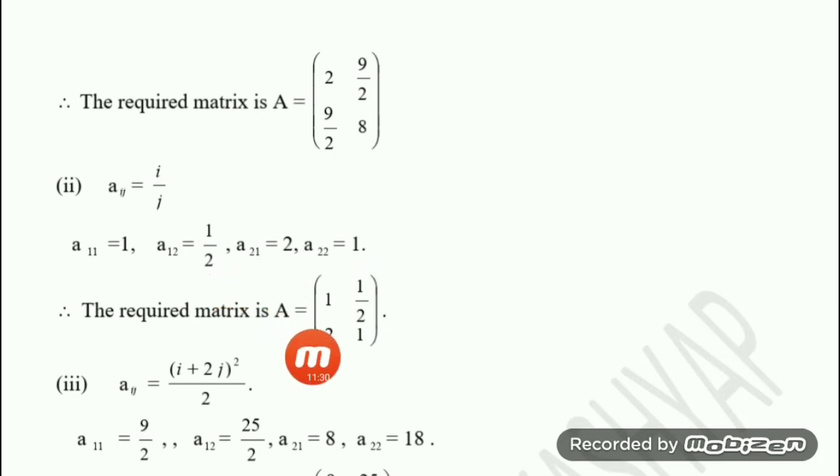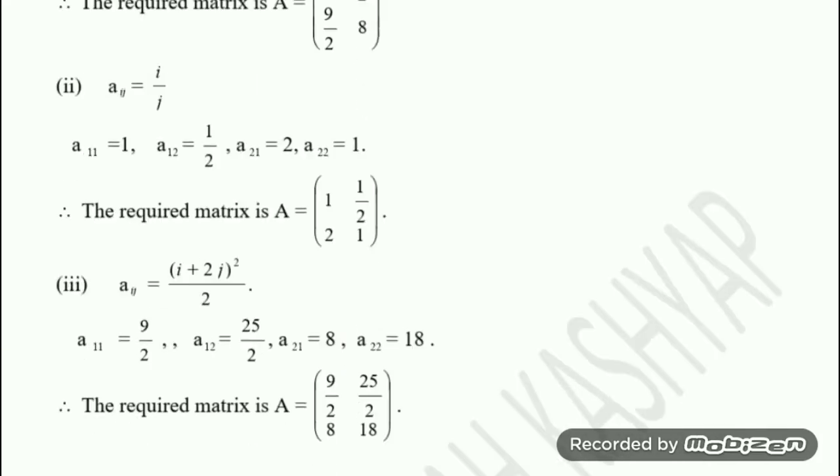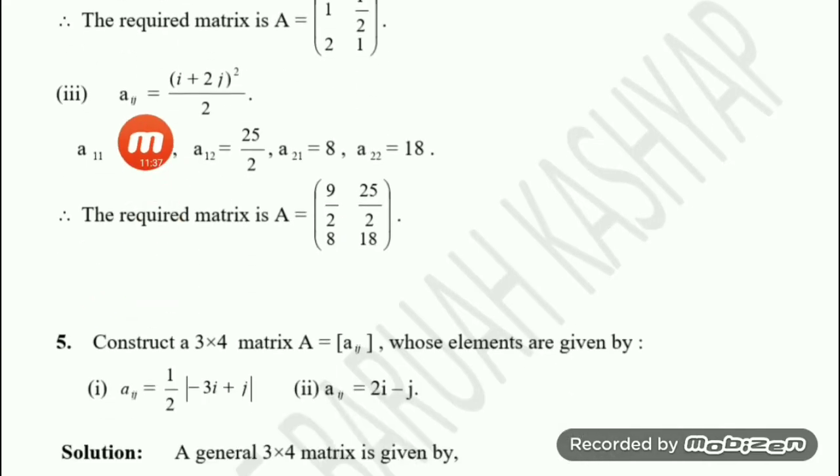A21 is equal to what? 2, and A22 is equal to 1. Okay. Similarly, we can get the next. Aij is given by (i plus 2j) whole square divided by 2. So substitute the corresponding values. You will have the required values of A11, A12, A13 and A22. Substitute, you will have your answer.